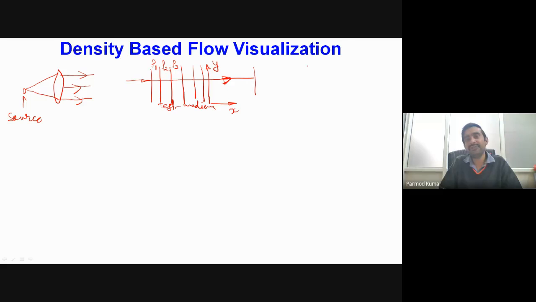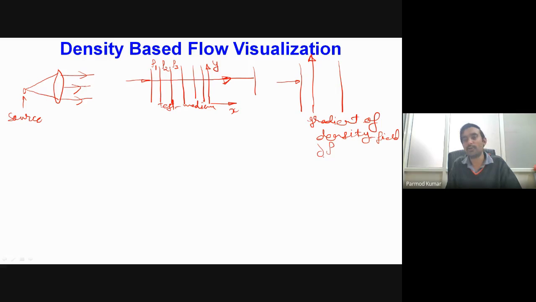Okay, rather if we consider another situation where our light ray is coming like this, and instead of having the variation of density in the x direction, we consider the gradient of density in the y direction. Okay, so now what I am saying is that this is my test section, and along this entire section, everywhere, I have the gradient of density along the y direction. So in this particular direction now, I have a gradient. Okay, so what I have is the gradient of the density field. It means I have del rho by del y.